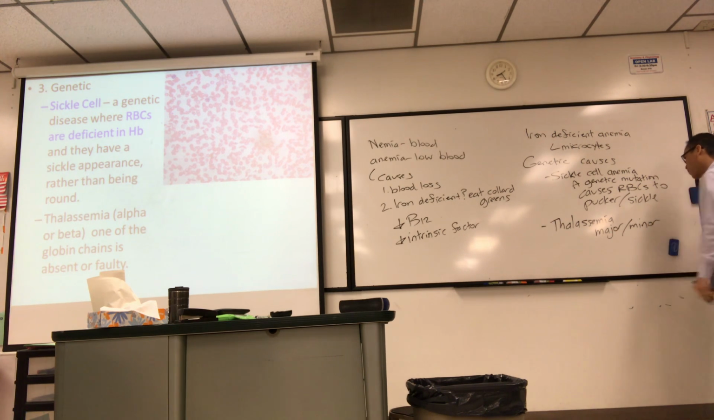There's major and minor, because you've got two genes of each, right? One from mom, one from dad. The minor is you've inherited one bad gene, and you can live with that. Actually, I have that one.